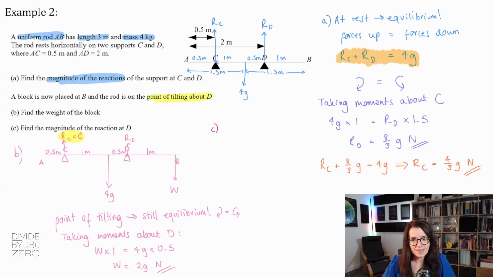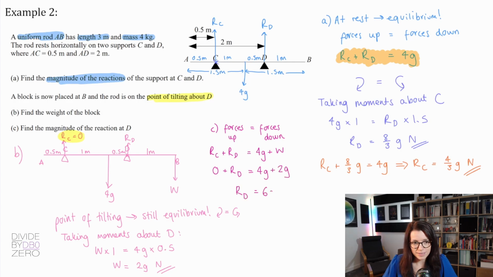Now for part C, they want the magnitude of the reaction at D, so we want to find RD now. I would use forces up equal forces down here. Forces up are RC and RD. Forces down, we've got 4G plus the weight of the block. We know RC is 0, and we also know that the weight is 2G, so that means RD is going to be 6G newtons, and we're finished.